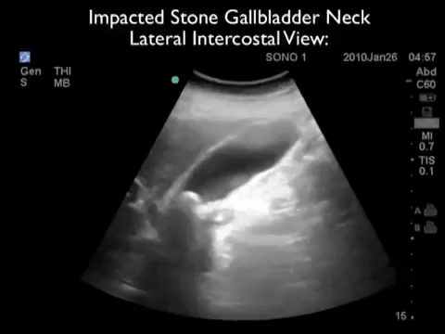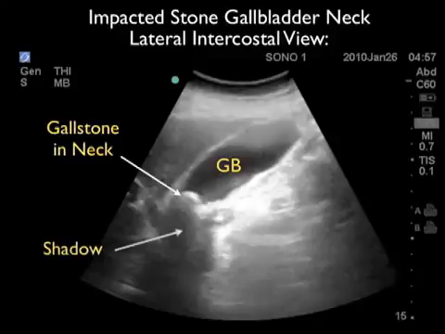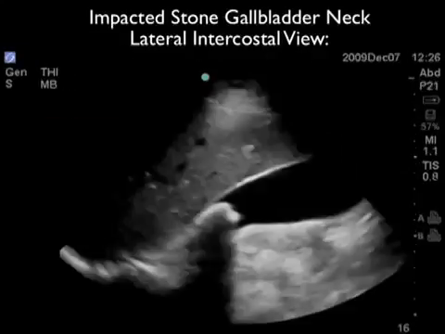Here's a still image showing the classic appearance of an impacted stone at the gallbladder neck. Here we're looking through the lateral intercostal view, so we get a nice long axis view of the gallbladder. We can see here a gallstone that's located within the neck of the gallbladder. Notice that it has the classic bright or hyperechoic appearance, and we see the hard shadow, the blackout of sound waves posterior to the gallstone. Interestingly enough, as we rolled the patient around and inspected, the gallstone failed to move, showing that it was impacted and the cause of the patient's biliary colic.